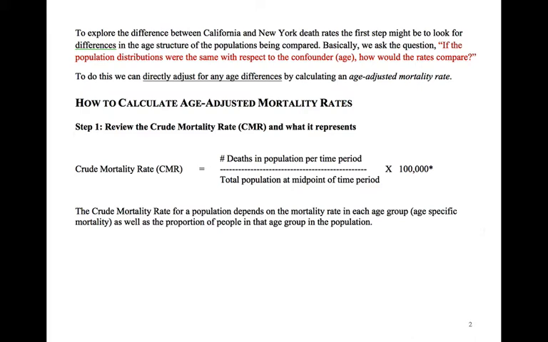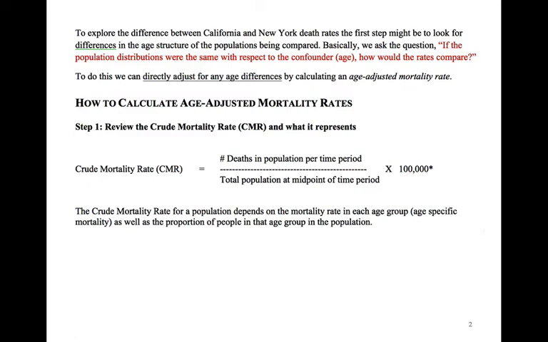Let me talk briefly about the crude mortality rate. Let us again review what it is. It's the number of deaths in a population for a given time period divided by the total population at the midpoint of that time period, and then it's usually multiplied by 100,000 in order to give us a mortality rate per 100,000 persons.